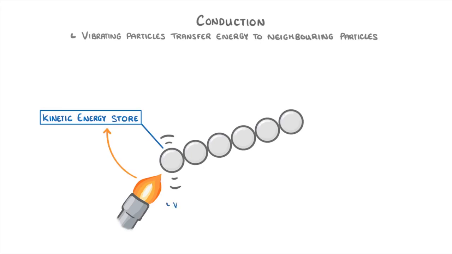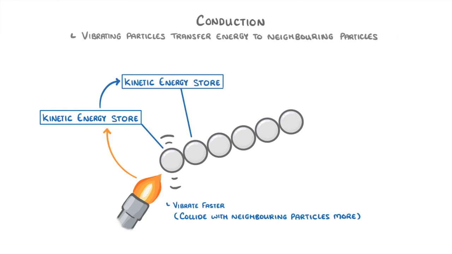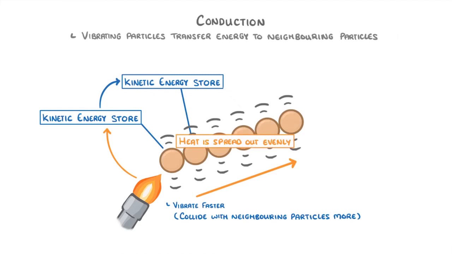This causes the particles to vibrate faster, and so they collide with their neighboring particles more often, and with more energy. As the collisions transfer kinetic energy, the neighbours will also vibrate faster, and collide more with their neighbours. And as this process repeats, energy is passed along the piece of metal, until in the end, the heat is spread out evenly, and it will be pretty much the same temperature everywhere.